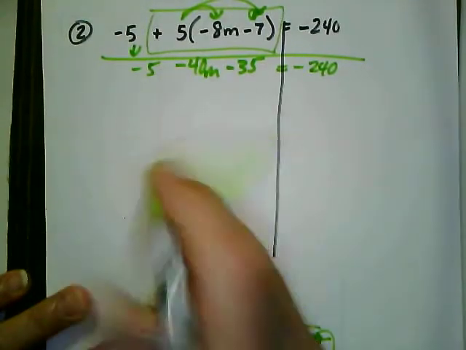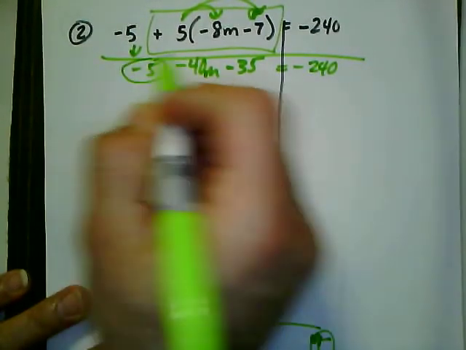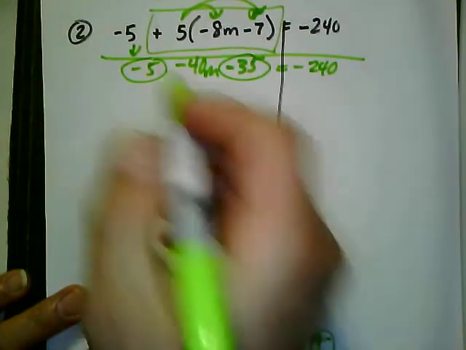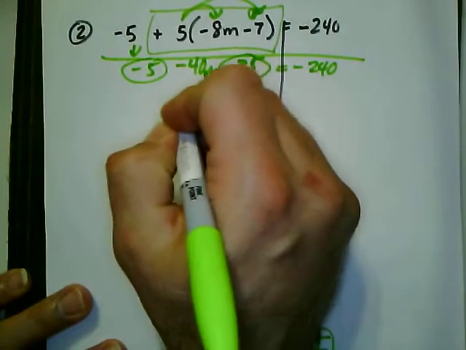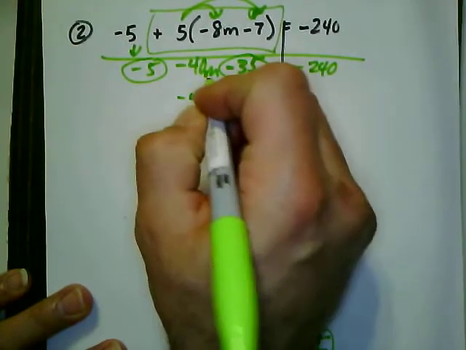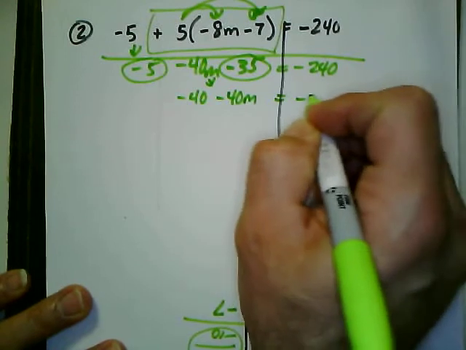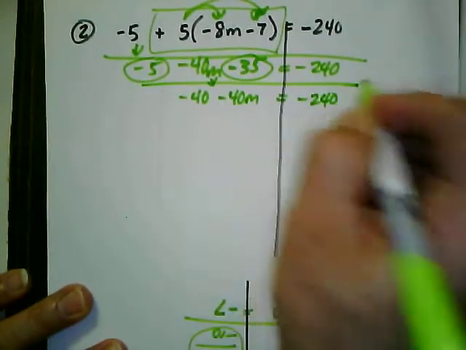Combine like terms is the next step. Well, this one does not have a variable. This one does not have a variable, so they are alike. We add those two together. Negative 5, negative 35 is negative 40. We're going to bring that term down. Negative 40m equals negative 240.